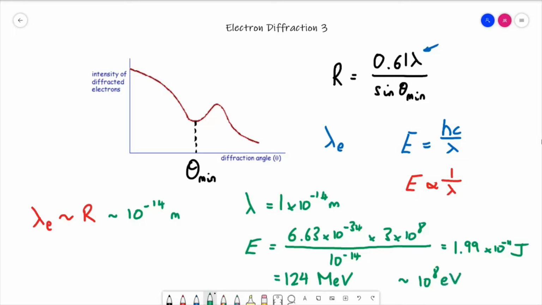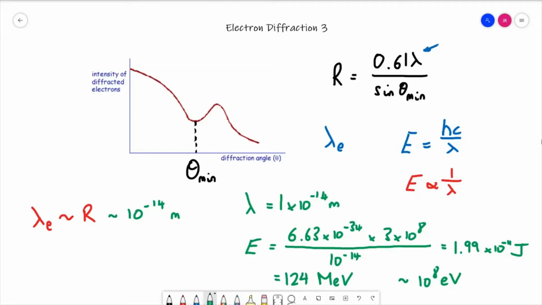Now, if we remember back to last year, in order to get an electron with an energy of 10 to the 8 electron volts, it needs to be accelerated through a potential difference of 10 to the 8 volts. Now, 10 to the 8 volts is extremely high voltage. If we were doing the electron diffraction experiment in the lab, then we would only be able, from a safety point of view, to go up to an order of kilovolts. In order to get these electrons down to the wavelengths that we really need, we need to go from kilovolts up to 10 to the 8 volts. So we're looking at another 5 orders of magnitude there.